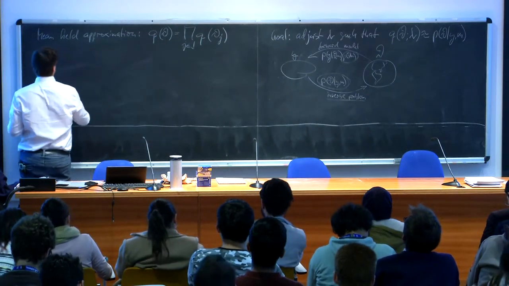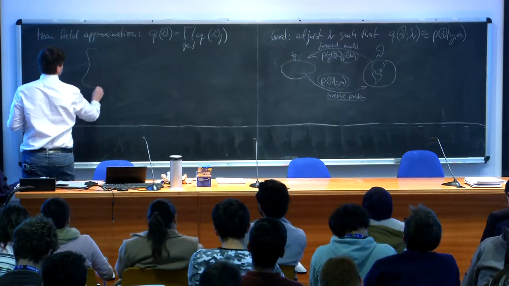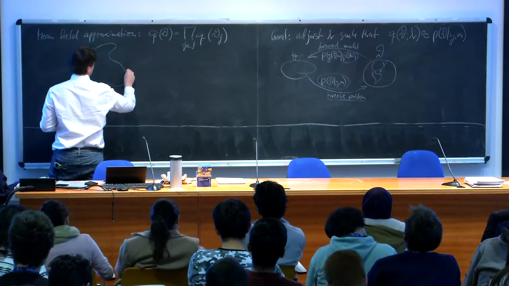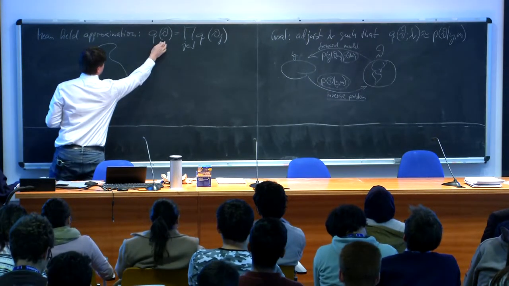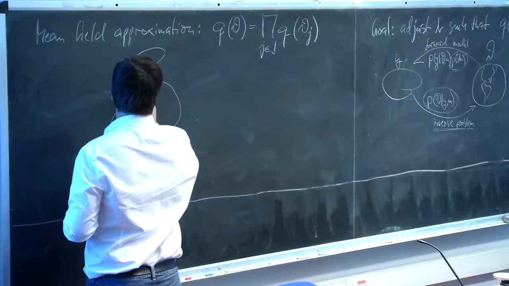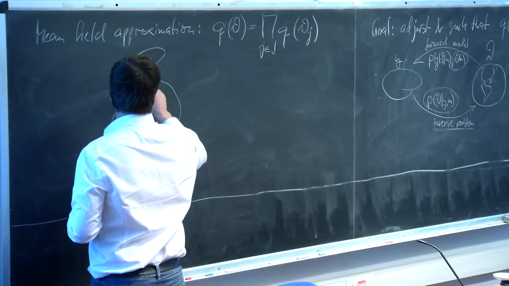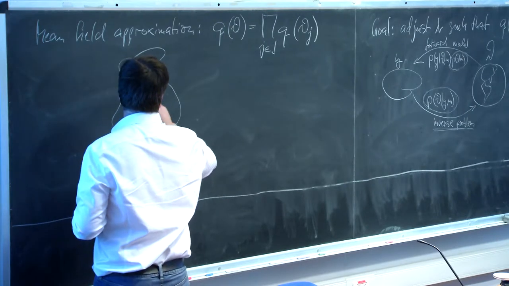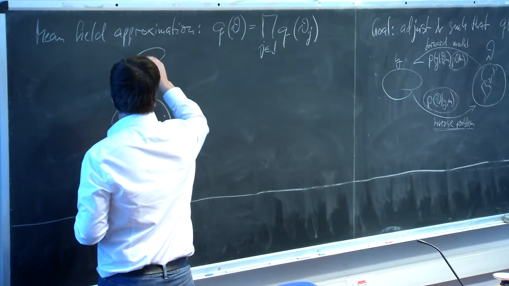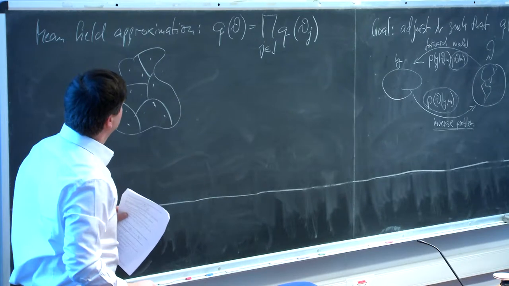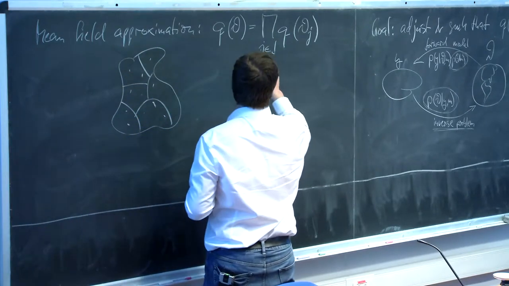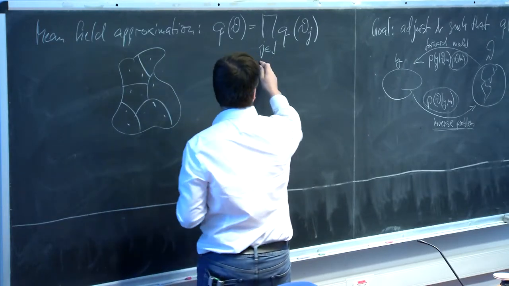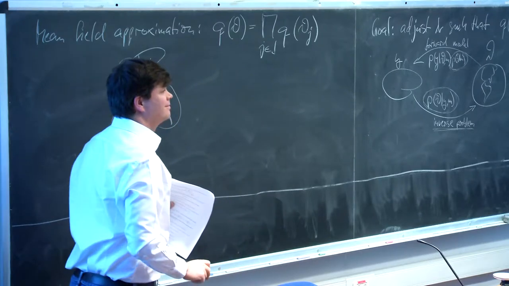So we have our theta. All of our thetas are in here. And now we're going to partition them. So this is normal J and this is capital J. Little j, big J.